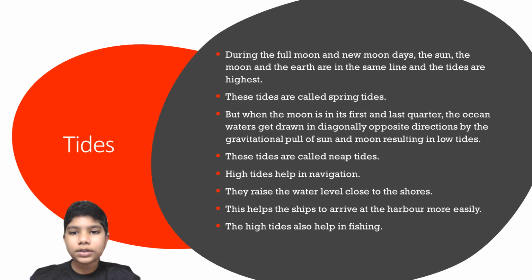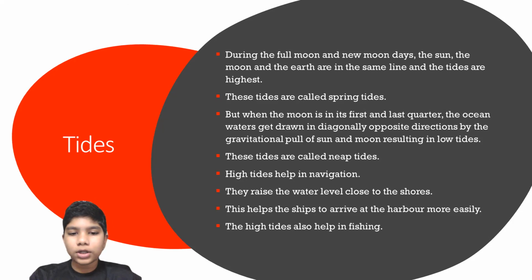But when the moon is in its first and last quarter, the ocean waters get drawn in diagonally opposite directions by the gravitational pull of sun and moon, resulting in low tides. These tides are called neap tides. High tides help in navigation. These raise the water level close to the shores. This helps the ships to arrive at the harbor more easily.